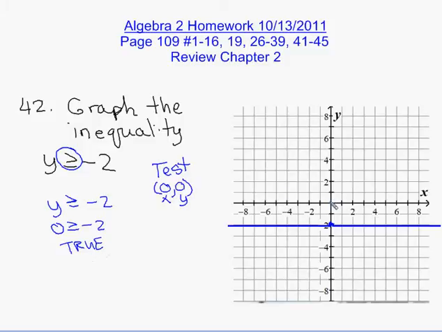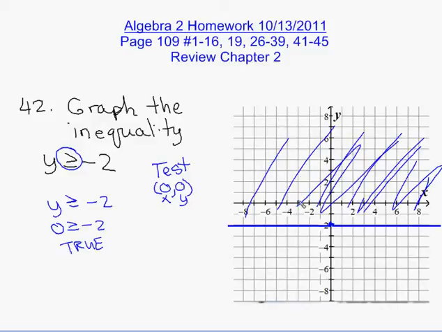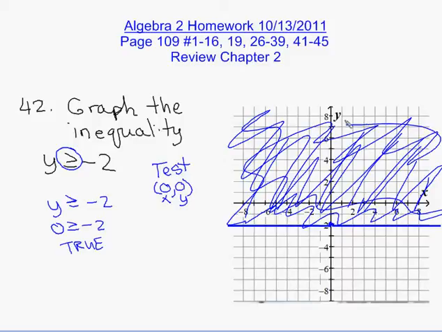So this right here is true, so everything on this side is going to be true. So you shade this whole entire area, because everything up here is going to be true. Now you can pick any point in this whole space, but (0, 0) is the easiest one to pick. Okay, let's go to the next one.